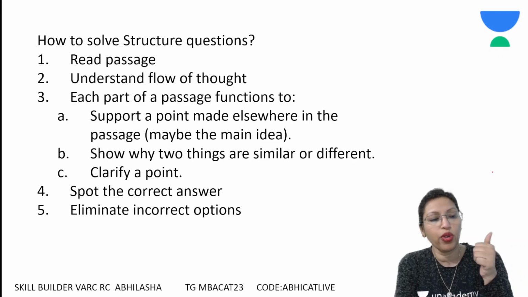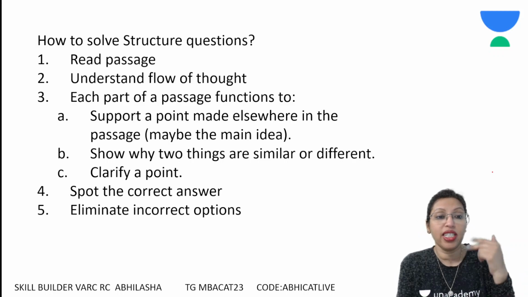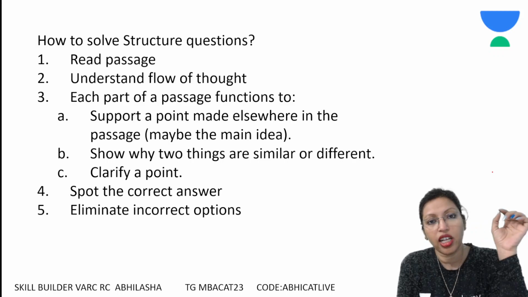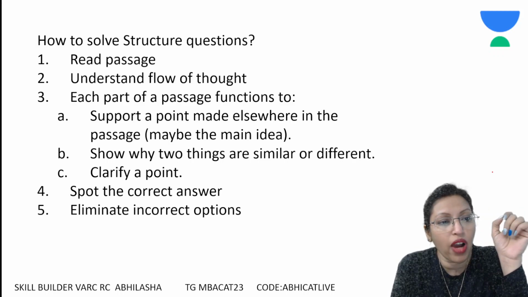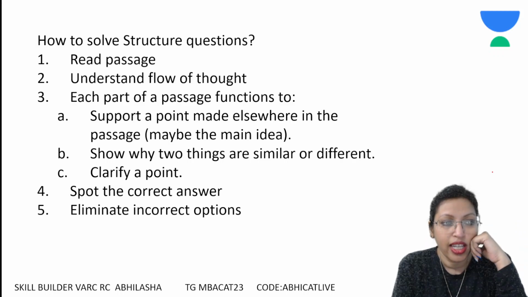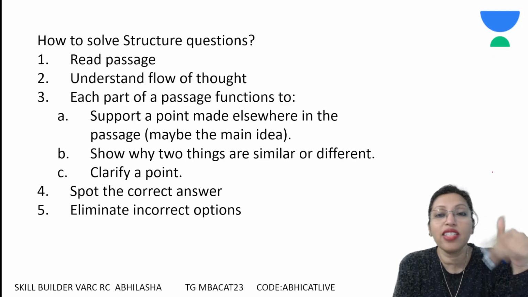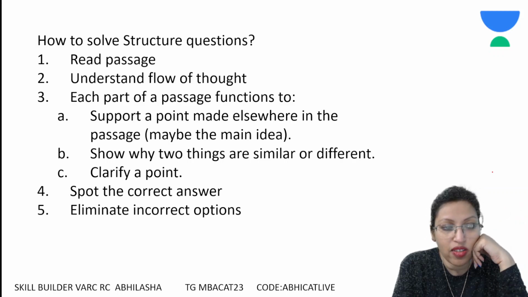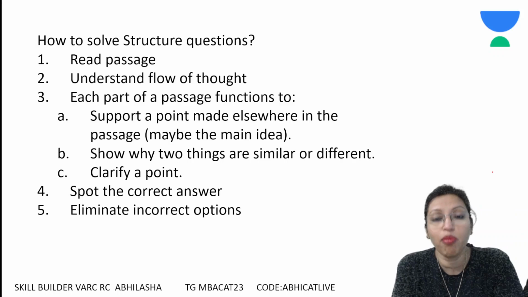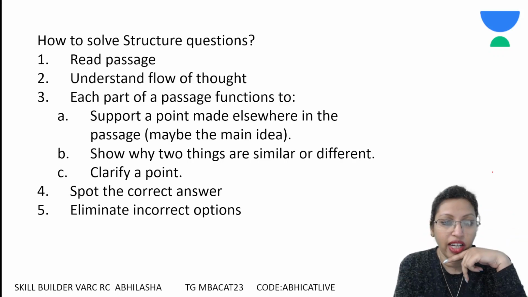First of all, you read the passage. Second, you understand what the flow of thought is. So here, when we are doing the CFE while we are reading the passage, we will be able to find what the flow of thought is. Now, each part of the passage has a function. What is that function? It will either support a point that is made elsewhere in the passage, maybe the main idea, maybe the second idea, right?